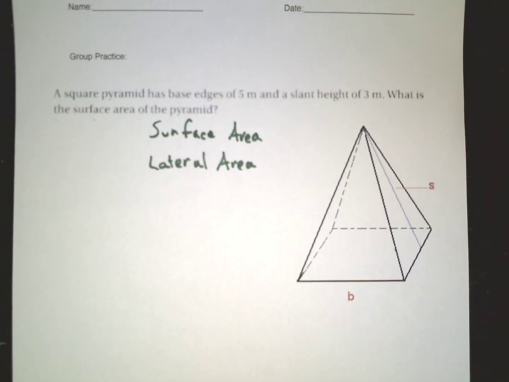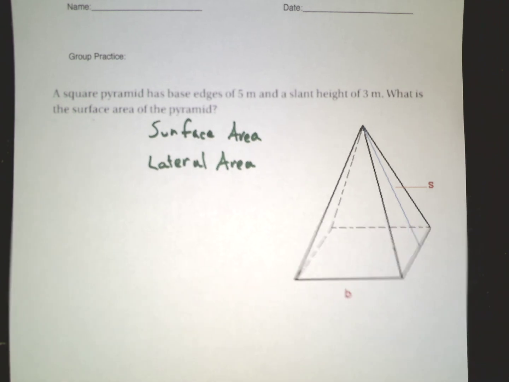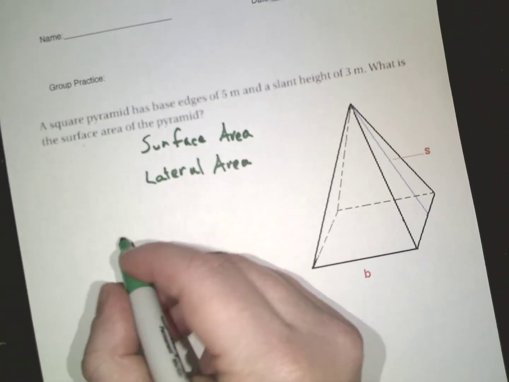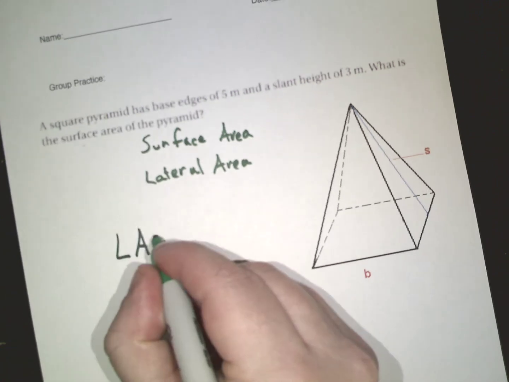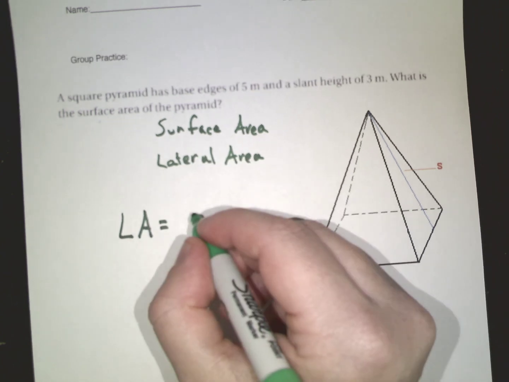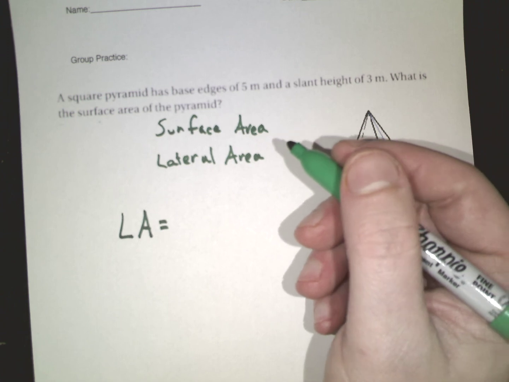Alright, so what is the surface area of this pyramid? They want to know the surface area. That means they want to know everything. So we're going to have to calculate two separate things. Lateral area is what we'll calculate first. So we're going to think about these four triangles. I said two at first, I apologize. Four.